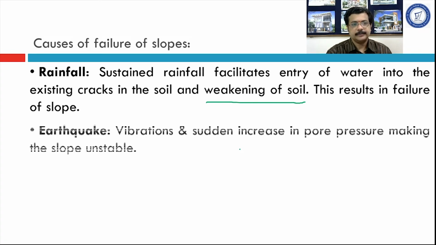Next is earthquake. Earthquake means vibrations, dynamic loads. So vibrations and sudden increase in pore pressure make the slope unstable. If there are vibrations, there would be a sudden increase in the pore water pressure, and if the water which is present in the voids starts vibrating like anything, it will disturb the soil structure, the cohesion, and the angle of internal friction, and we know cohesion and angle of internal friction are the main pillars of making that soil strong. Once they are disturbed, the soil will fail.